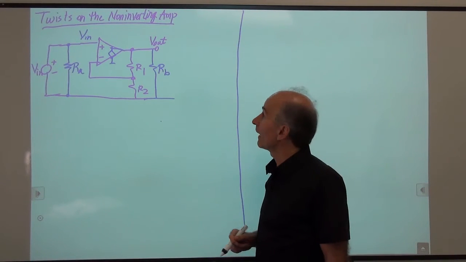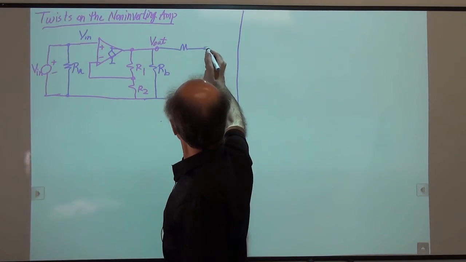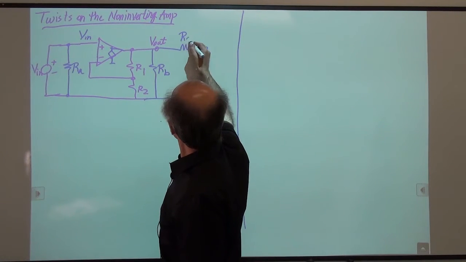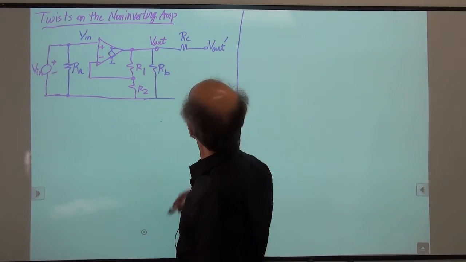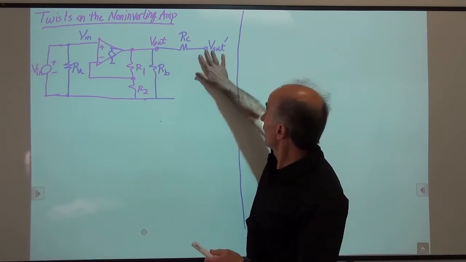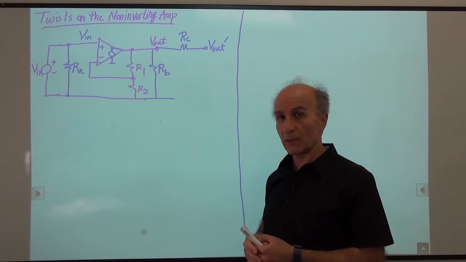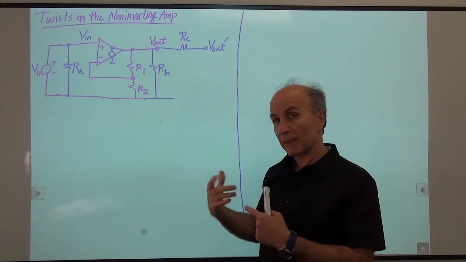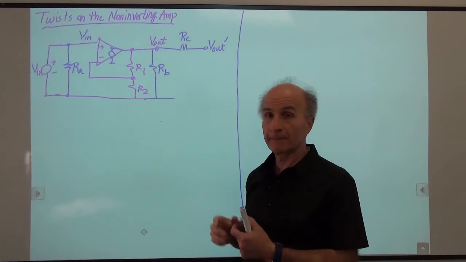Okay, all right, one last twist. What if I come along and add a resistor here, call it RC, and I ask for this voltage? So let's call this V out prime. Nothing else is connected, so you don't have anything else here. It's just the resistor sitting, floating in the circuit. What can I say about V out prime in terms of V in?